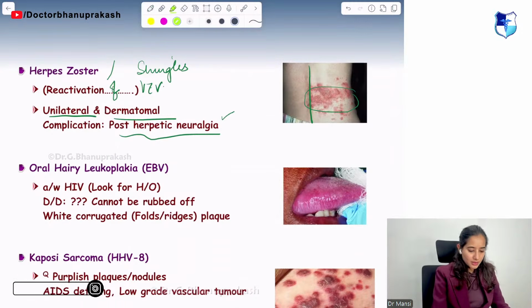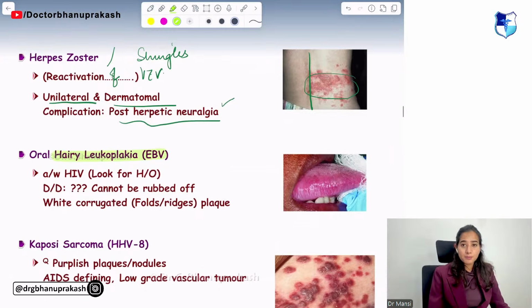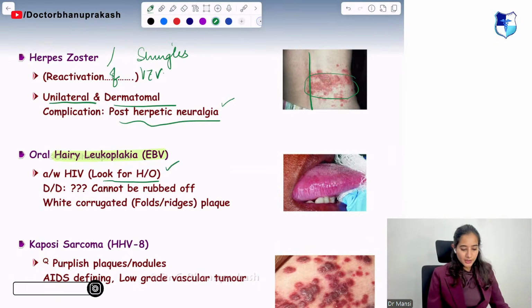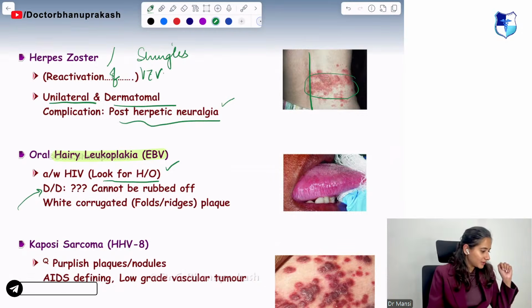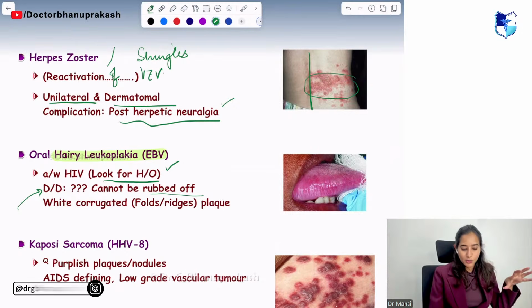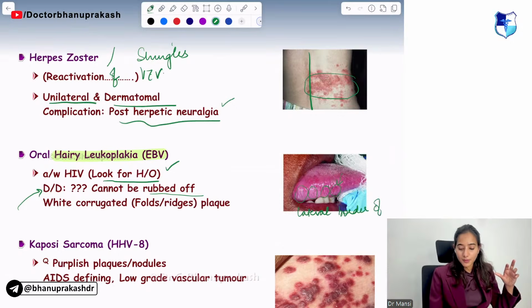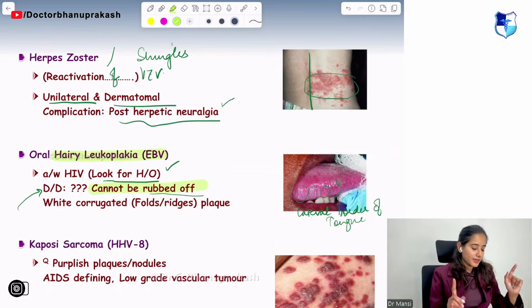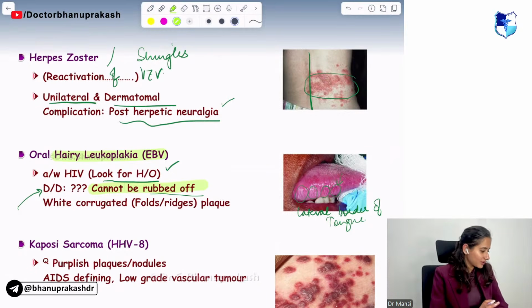Then you have oral hairy leukoplakia, which is caused by the Epstein-Barr virus. For this, you look for a history of HIV infection. Now, the differential diagnosis, and I told you this while teaching you something, is that this cannot be rubbed off. These white corrugated plaques are present on the lateral border of the tongue, as you can see. This cannot be rubbed off, and it is very classical for oral hairy leukoplakia. It can come as an image-based question again.